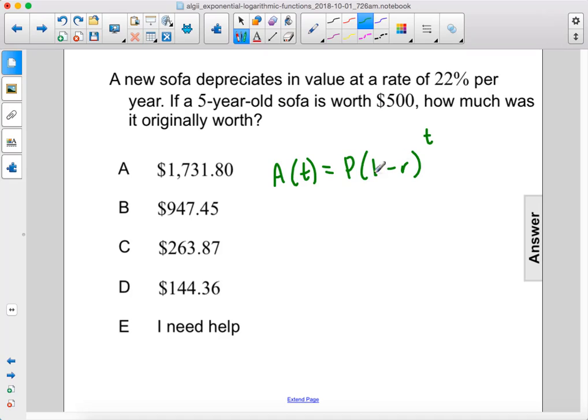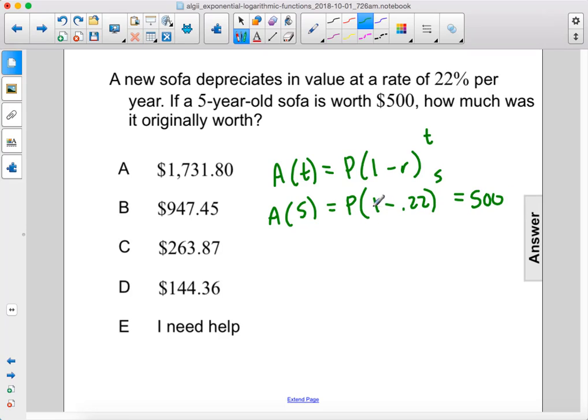All right, now let's plug in what we know. A of 5 equals p, which is what we're solving for, the original value, times 1 minus 0.22 to the fifth power. And we know that at time equals 5, the couch is worth $500. So now we just have to solve for p.